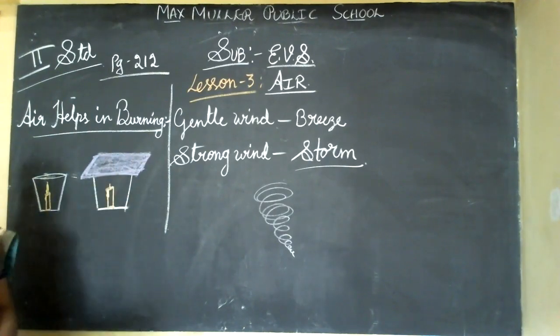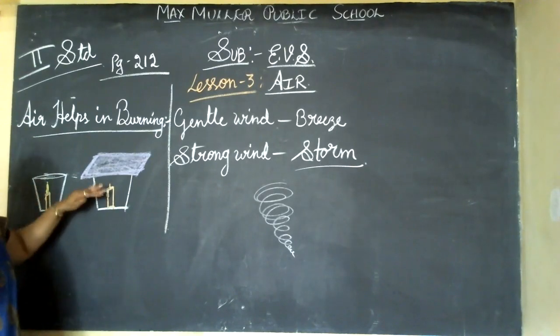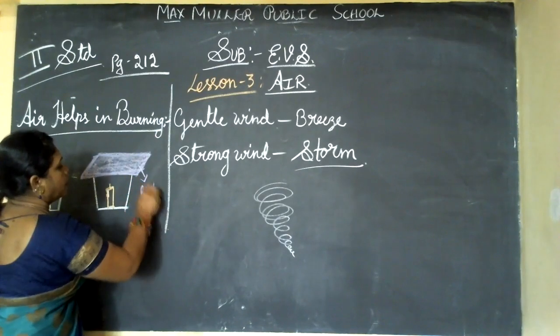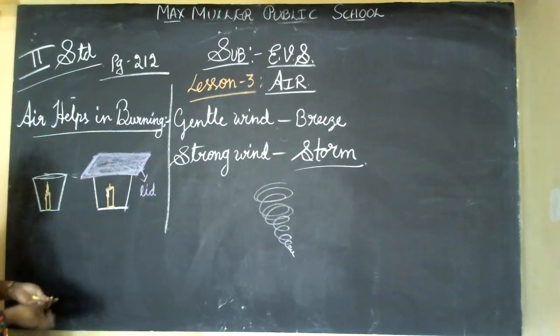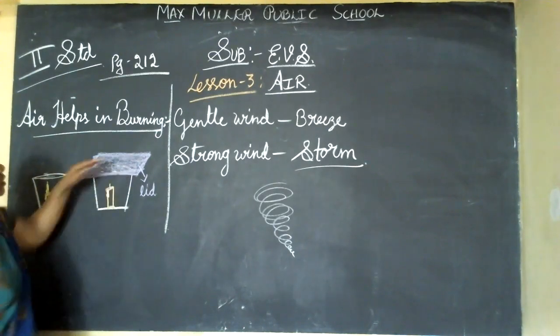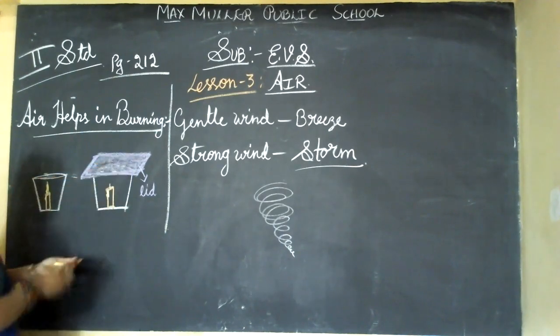So what will happen? This here it is left open. The candle is lighted. It is burning. Here once you close the lid, what is this? This is the lid covering. You are covering the opening completely. Here the opening is there. You are covering that. Once it is closed, what will happen here?